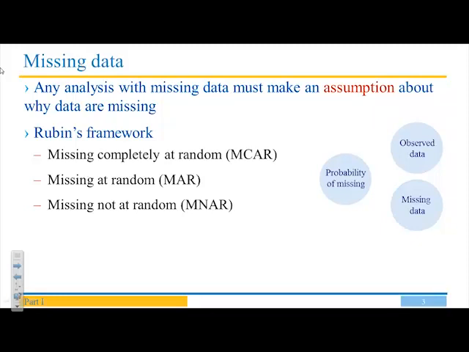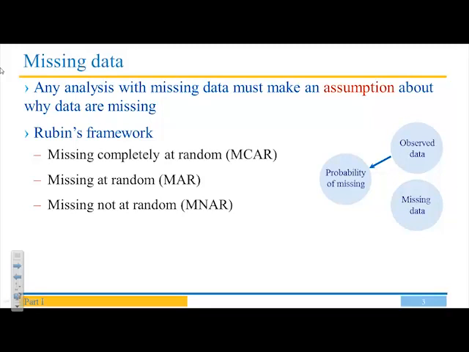A less restrictive assumption is called missing at random, or MAR, where we're saying that the individuals with complete data are different from individuals with missing data. However, these differences can be explained by the observed data. So under this assumption, the probability of responses being missing only depends on the observed data, conditionally, but does not depend on the missing data.